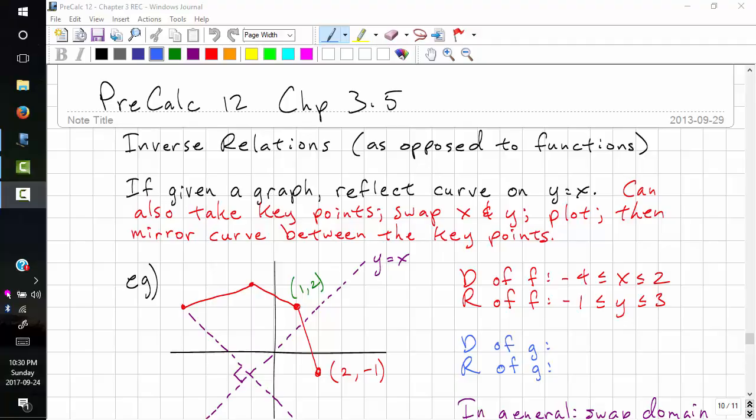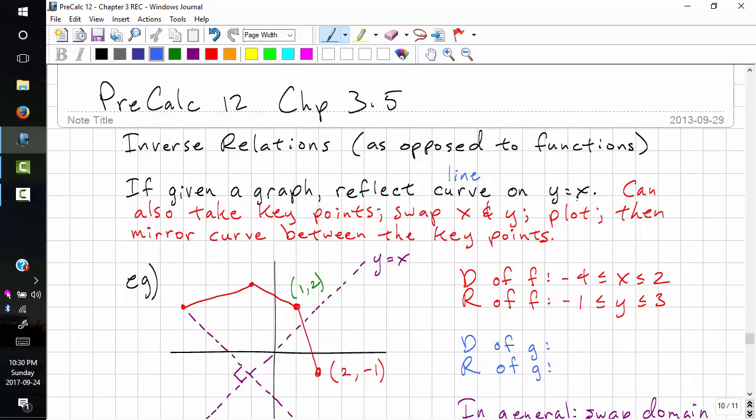This is PreCalculus 12, Chapter 3.5. We're going to learn something new. We're going to learn something about inverse relations, and this is as opposed to functions. If we're given a graph, we reflect it on the curve, which is more strictly a line, y equals x.